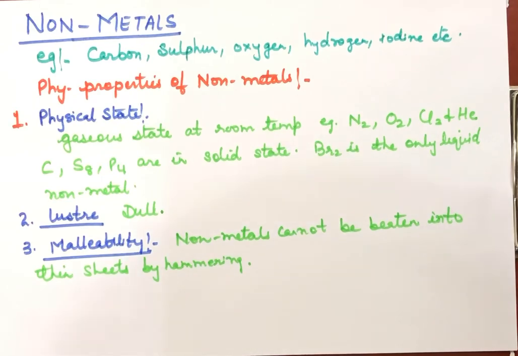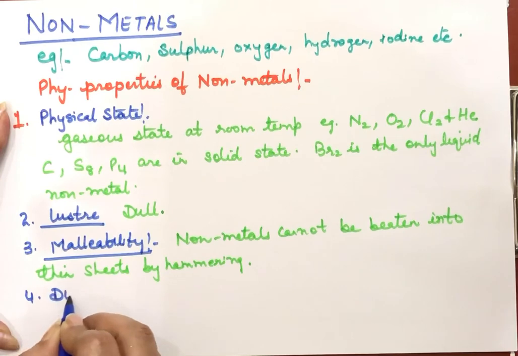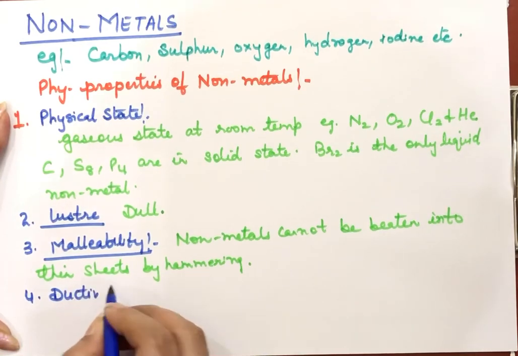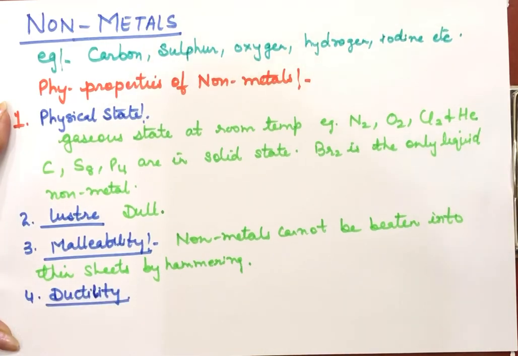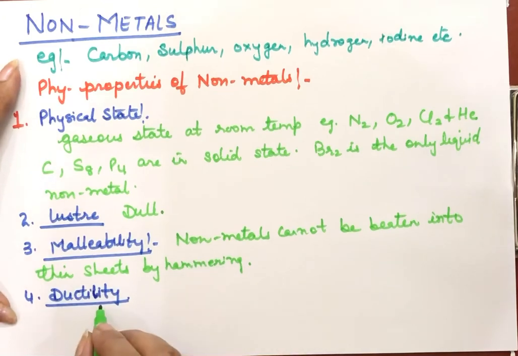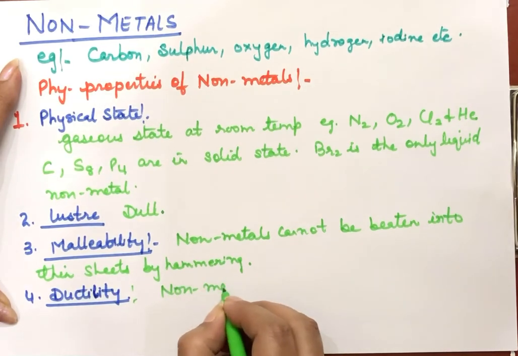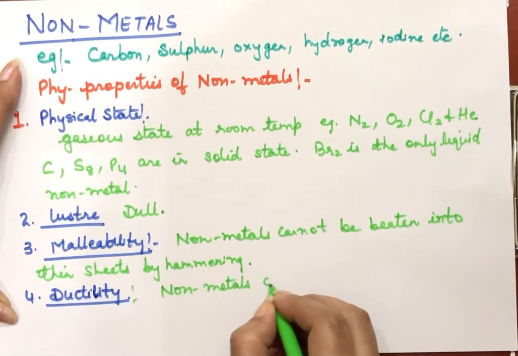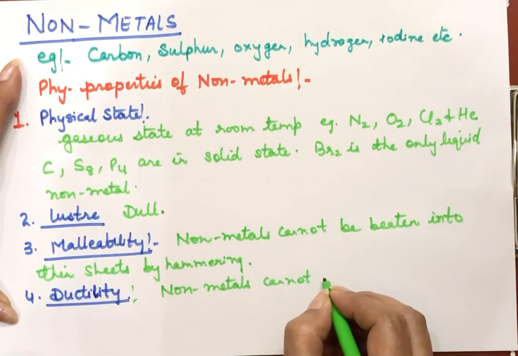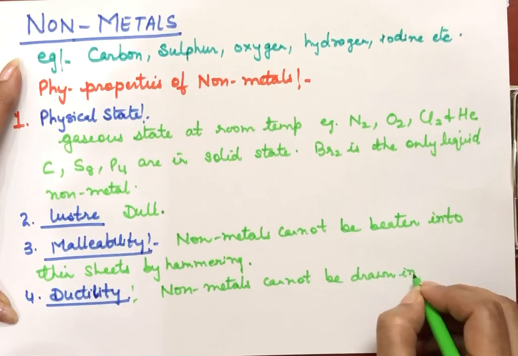After malleability, the next physical property of non-metals is ductility. Non-metals cannot be drawn into wires. Metals can be drawn into wires. That property of metals is known as ductility. But non-metals cannot be drawn into wires. So there is no ductility in the case of non-metals.